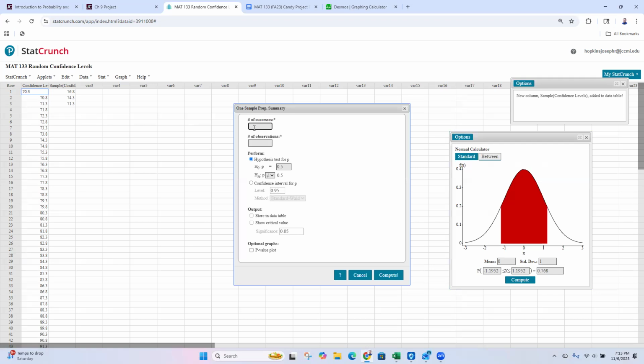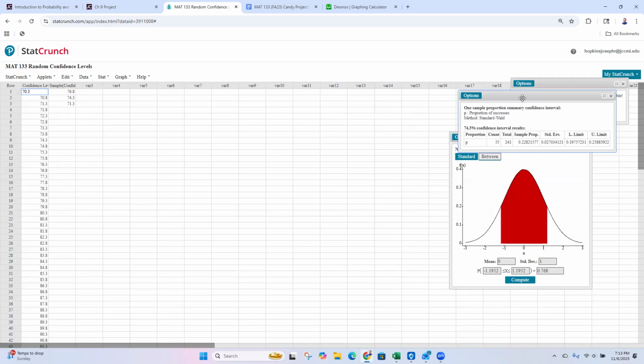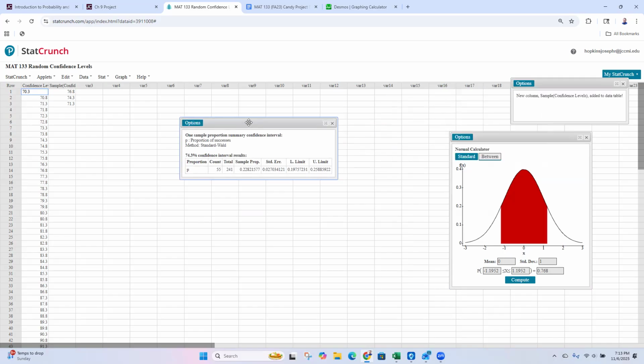Number of successes, that's our x. How many Skittles did I have? 55 yellows out of 241. There's a button here to click for confidence level, and you have to tell it your confidence level, which was from number 2. Mine was 74.3%. I'm going to compute.